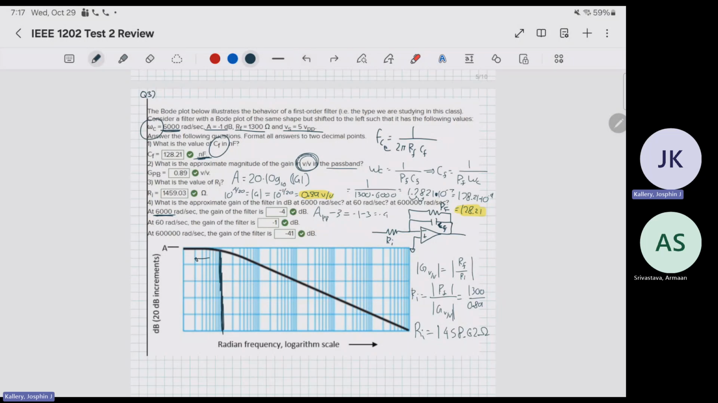Okay, now we're asking, what is the frequency at 60 radians per second? And you might think, oh, okay, well, that's 2 decades lower, so I have to subtract 40. But remember, that's 2 decades lower, and this is a low-pass filter.